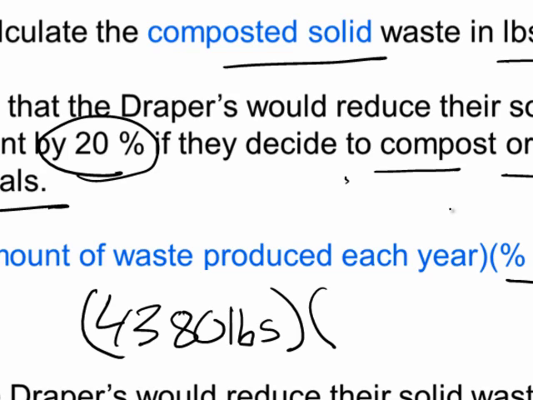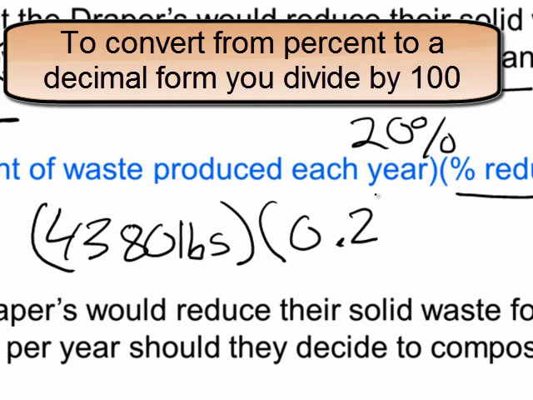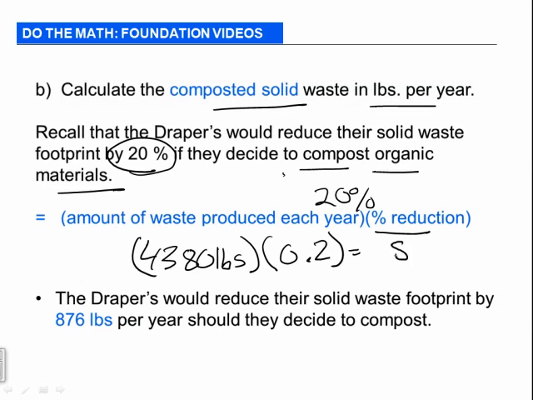Now the percent reduction is a percentage, right? And that percentage was 20%. You're not going to write 20%, but you're going to write 0.2. So when you multiply 4,380 times 0.2, you get 876 pounds. So the Drapers would reduce their solid waste footprint by 876 pounds.